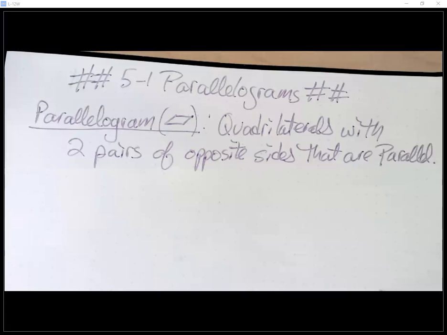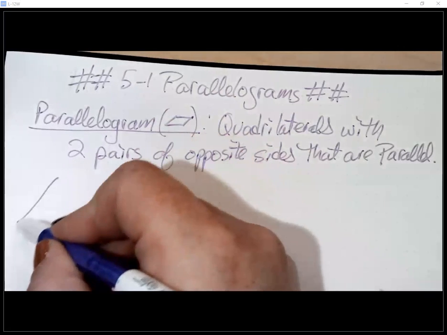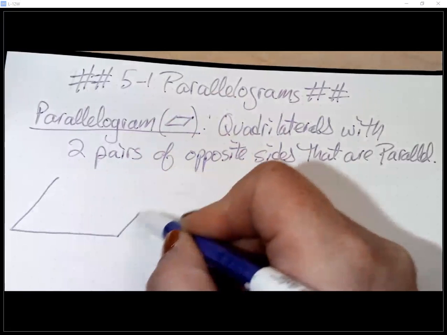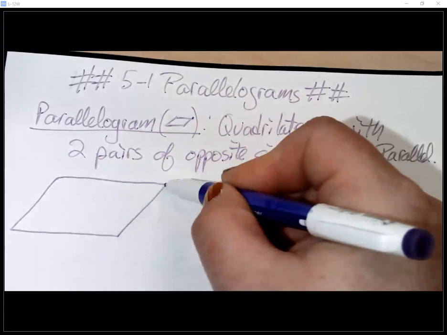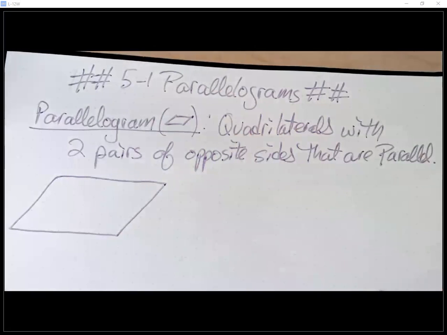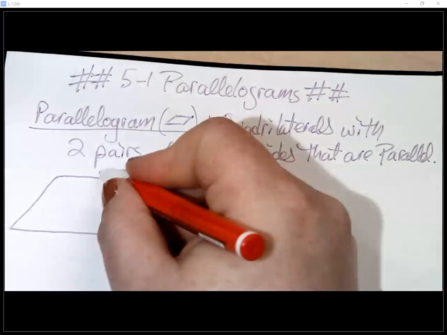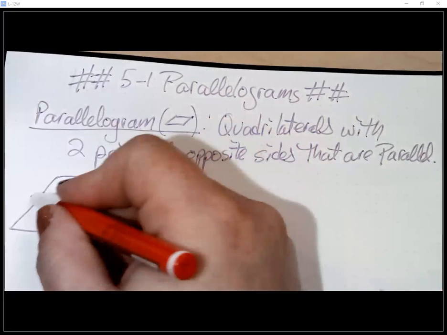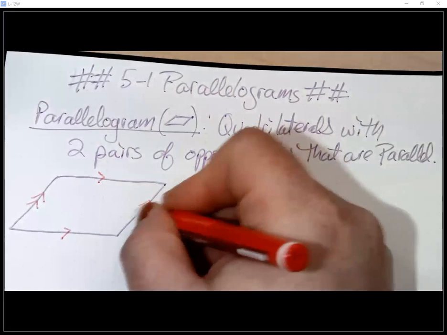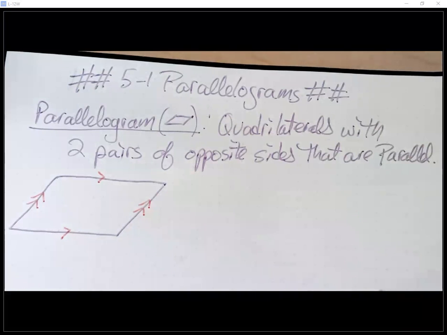I'll draw one for you. I mean, typically we see them drawn like this. In order to know for sure that it's a parallelogram, I would have to know that the top and bottom are parallel as well as the sides. So if I know that, I know I have a parallelogram. Turns out there's all these other cool things that happen to be true about parallelograms. We're going to prove a couple of them. There's actually four of them that we're going to check out.